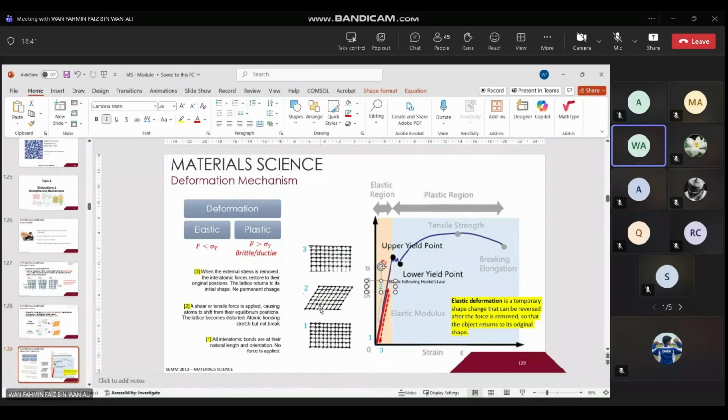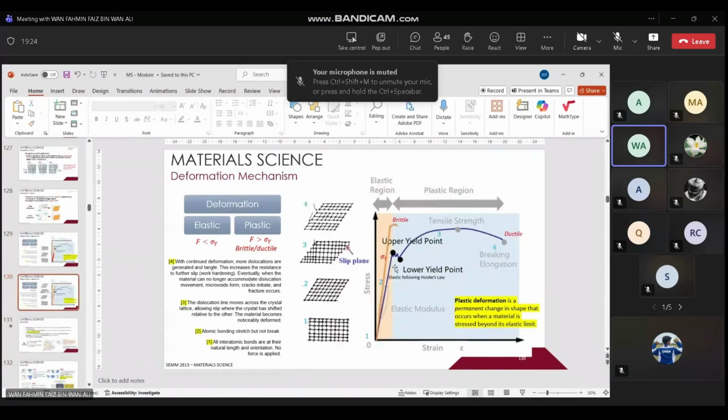Right, so in terms of atomic bonding, they might experience a bit of stretch, but they do not break. When you remove the load, the first condition is below the yield point. The moment you remove the load, it returns to the original position, which we assume as point number 3. Your structure is now back to the original position. There will be no changes in terms of lattice size, length, and everything. That technically explains the elastic deformation.